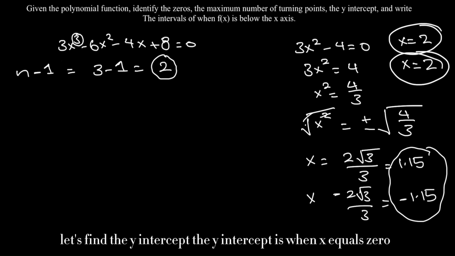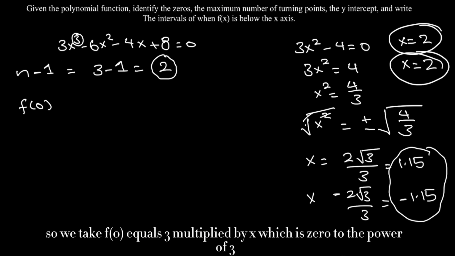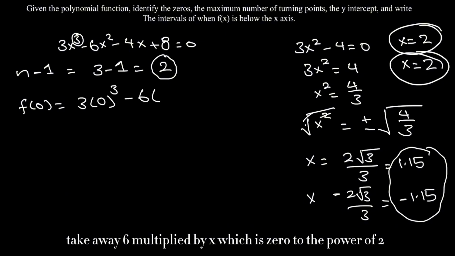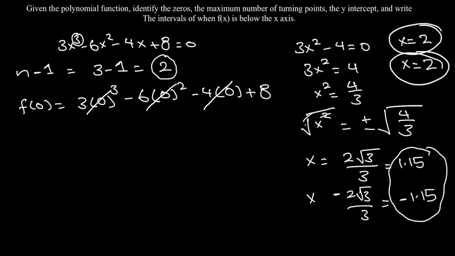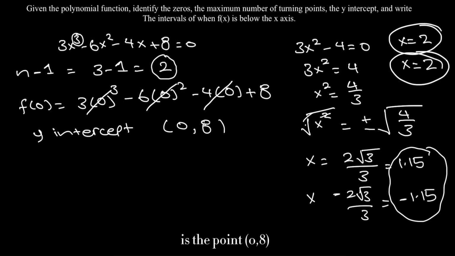Let's find the y-intercept. The y-intercept is when x equals 0. So we take f of 0 equals 3 multiplied by x, which is 0, to the power of 3, take away 6 multiplied by x, which is 0, to the power of 2, take away 4 multiplied by x, which is 0, plus 8. So our y-intercept is the point 0, 8.